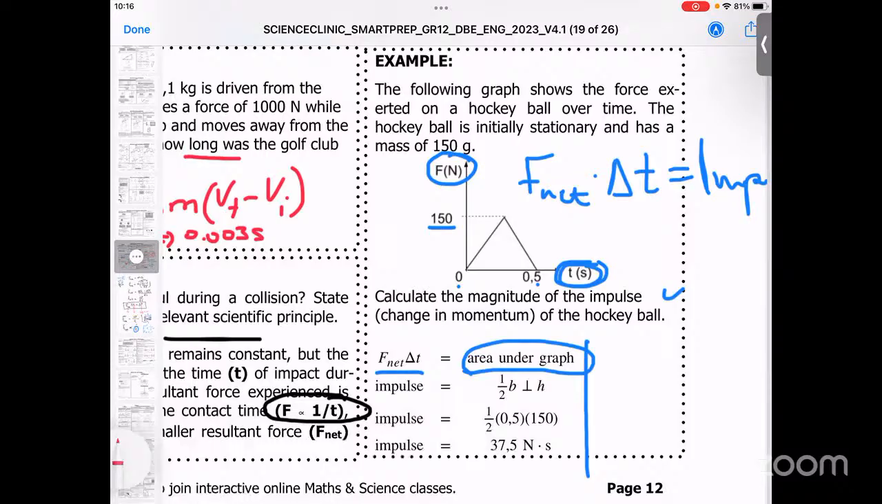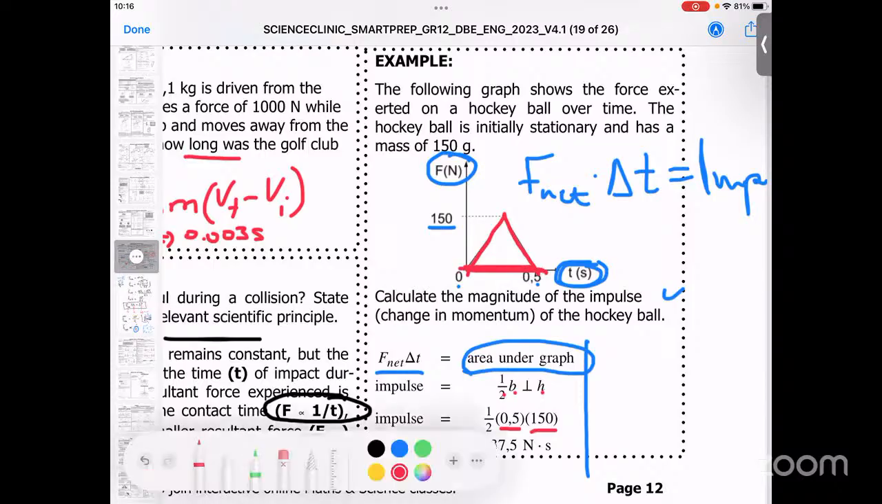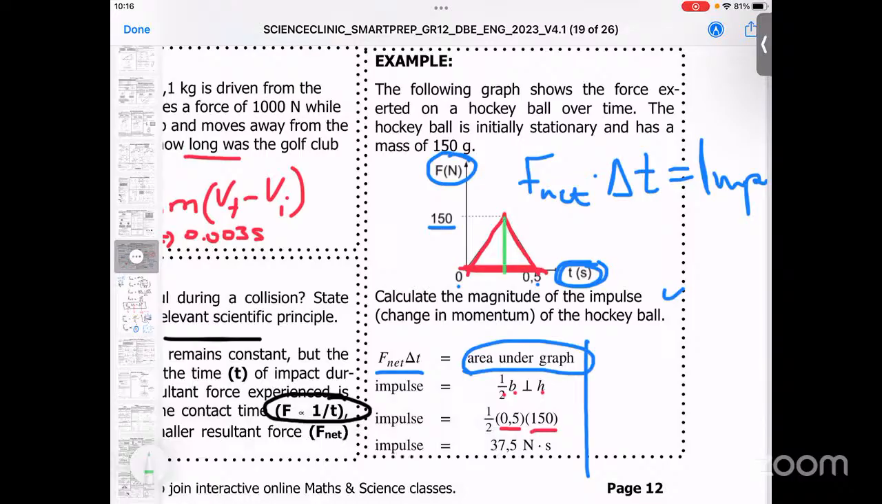So how do you do that? It is half multiplied by the breadth and the perpendicular height. Half, because you can see this shape is a triangle. The breadth is 0,5, from 0 to there, and you multiply it by the perpendicular height, which is 150. That calculation gives you 37,5 Newton second. And that's how you would calculate your impulse.